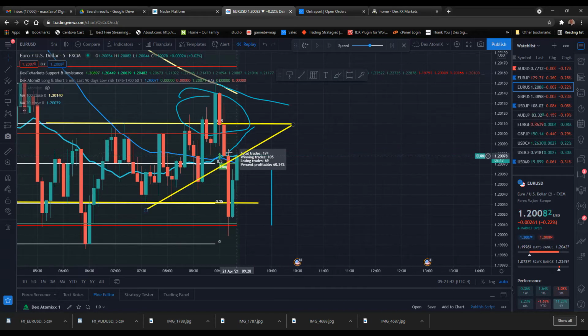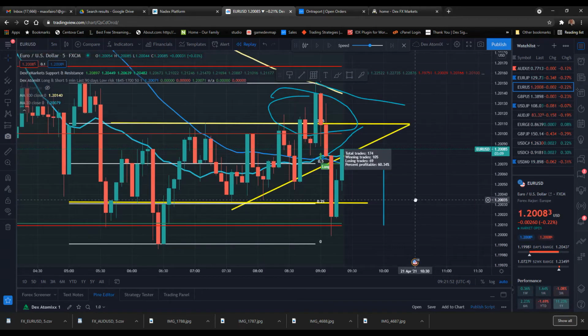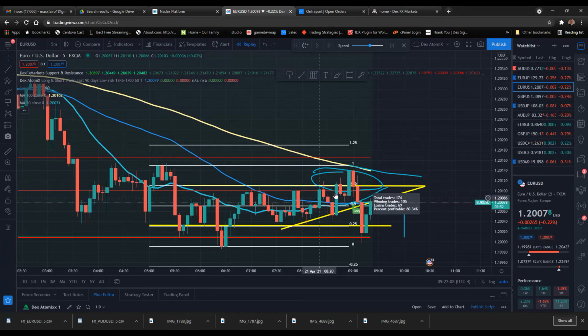Remember that we're looking for a pullback, and not this strong, but it's a pullback. We're looking for that possibility of that pullback to give us an area that we can decide when the signal fires that we can kind of hover at and be at. So it's never just a signal, cut and go. Right? You want to validate these setups.